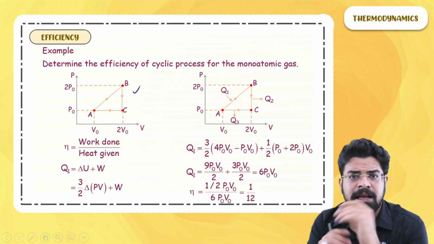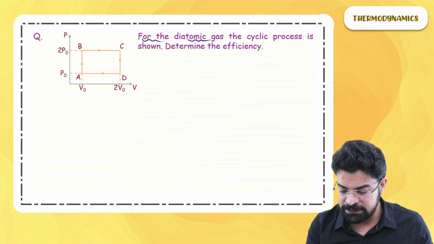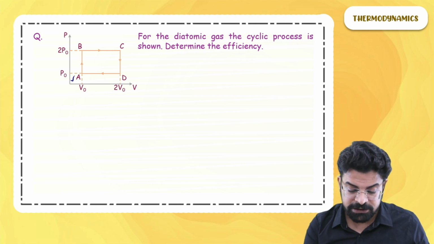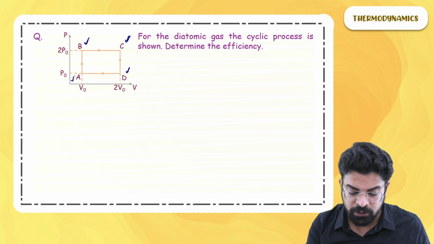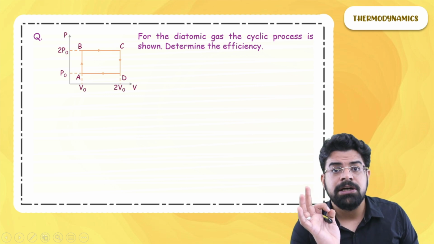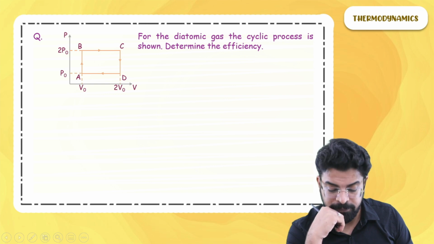Let's understand efficiency more with the next example. Question is, for the diatomic gas, the cyclic process is shown. Determine the efficiency of this particular cyclic process. So gas goes from state A to state B to state C to state D, and back from D to A. You need to find the efficiency. To find efficiency, we need to find two things. First, the work done. Second, the heat given.